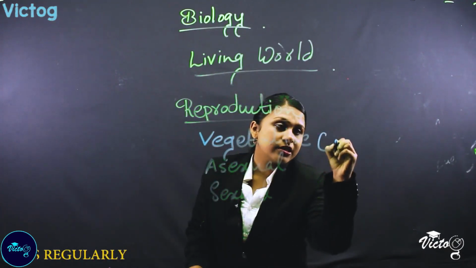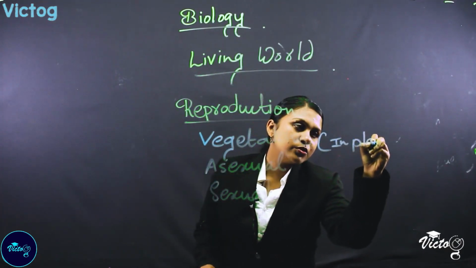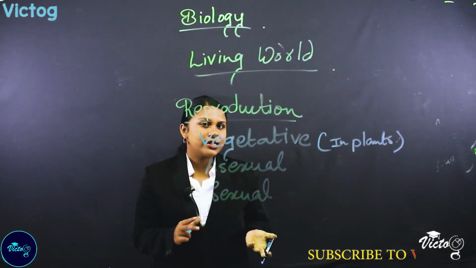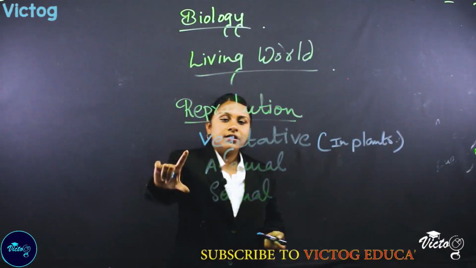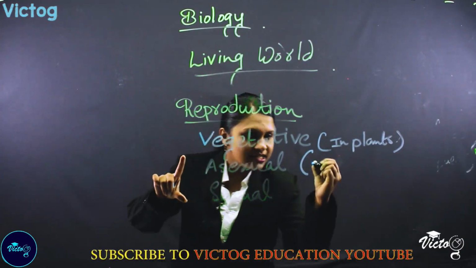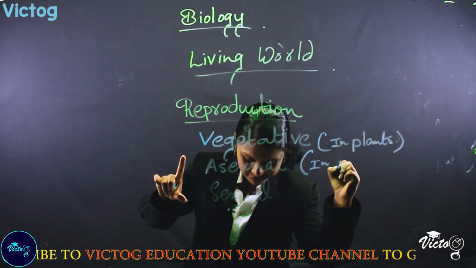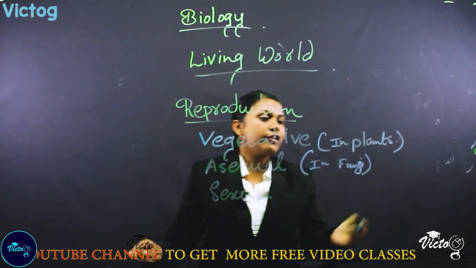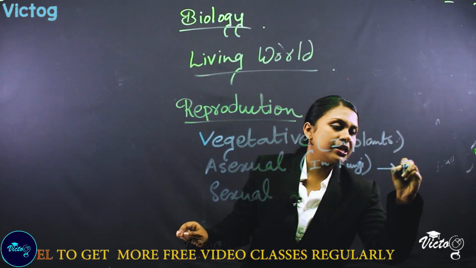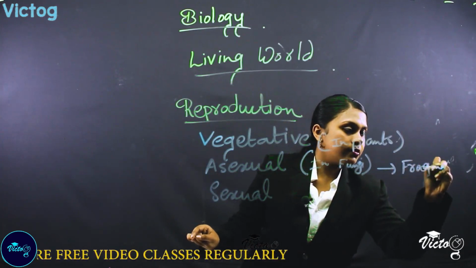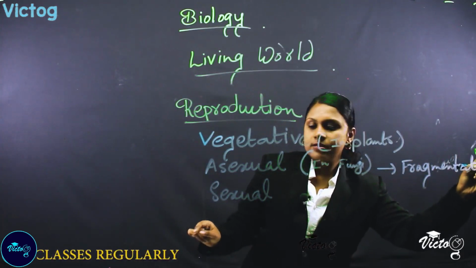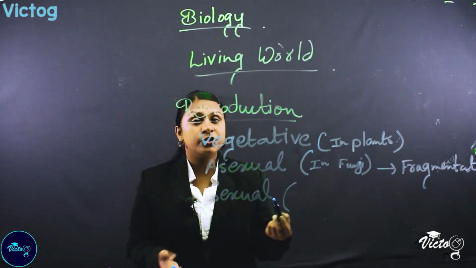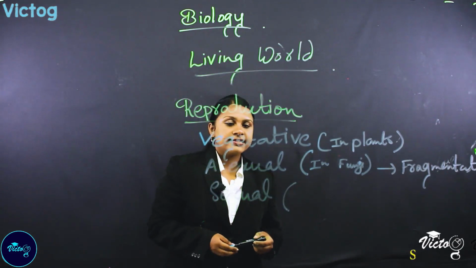So vegetative reproduction, where does it occur? In plants. You know which are the vegetative parts of a plant? Leaves, twigs, I mean stem. Then asexual reproduction, in case of fungi. In fungi, what? Fragmentation, by fragmentation. Sexual reproduction, you know where it occurs. You are familiar with many examples in humans, in cats, in dogs, etc.